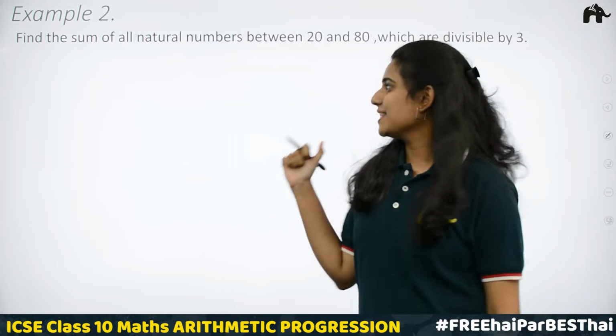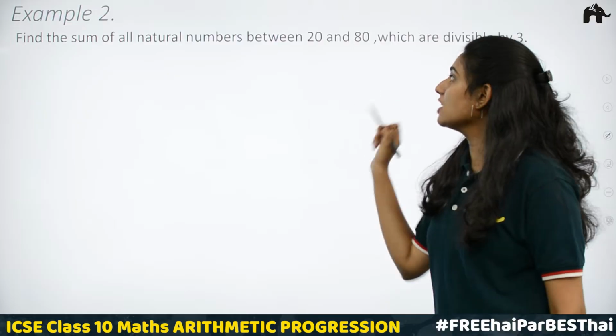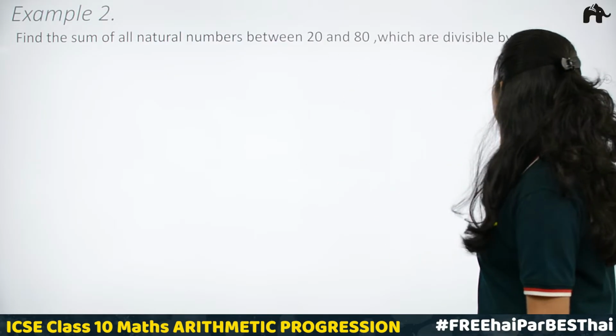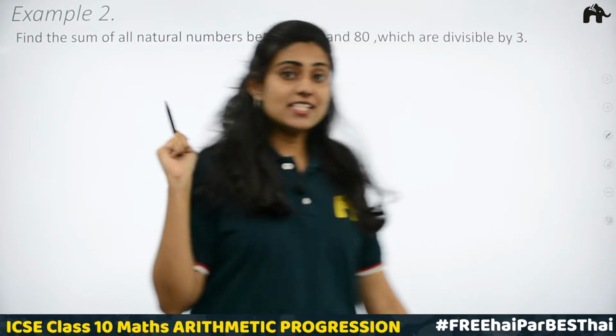Got it? Next example: find the sum of all natural numbers between 20 and 80 which are divisible by 3. Numbers divisible by 3.